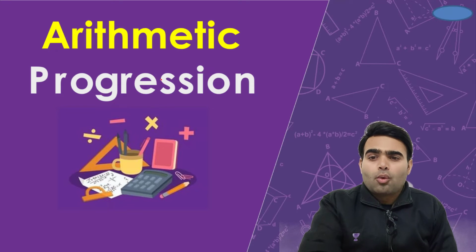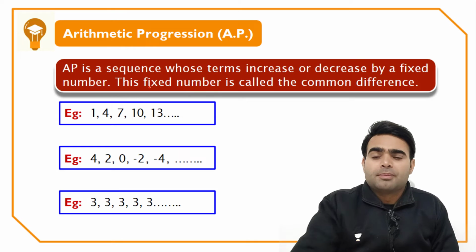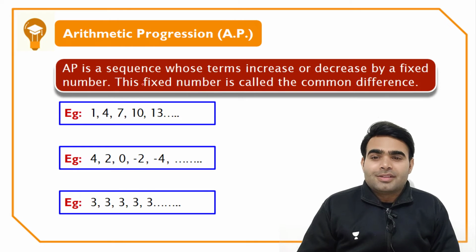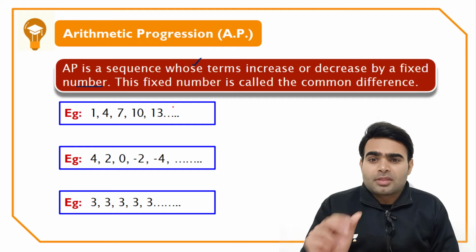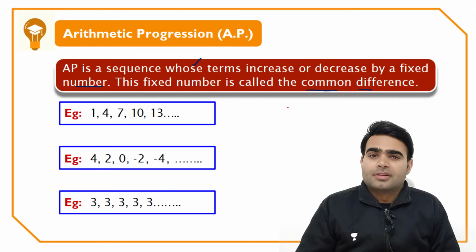Arithmetic progression. What is arithmetic progression? Let me tell you. See, in arithmetic progression, AP, what is AP? AP is a sequence whose terms increase or decrease by a fixed number, right? That fixed number is known as the common difference, right?